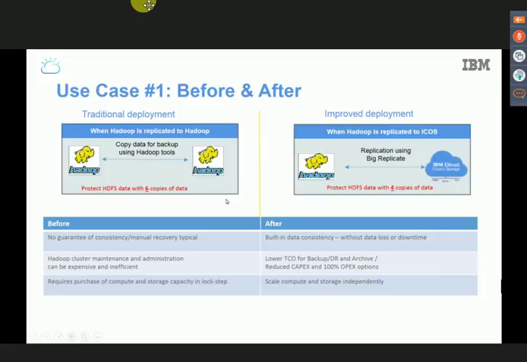The other benefit with that is, for example, if your Hadoop is running on-prem and you're replicating your data on ICOS, if something bad happens to your Hadoop on-prem, you could spin up a Hadoop cluster on IBM Cloud, and you don't have to migrate data because your data is already in IBM Cloud. It's sitting on ICOS. And you can simply spin up new Hadoop clusters, new Hadoop nodes on IBM Cloud, and leverage the data that is already being replicated. So that's another side benefit that you get.